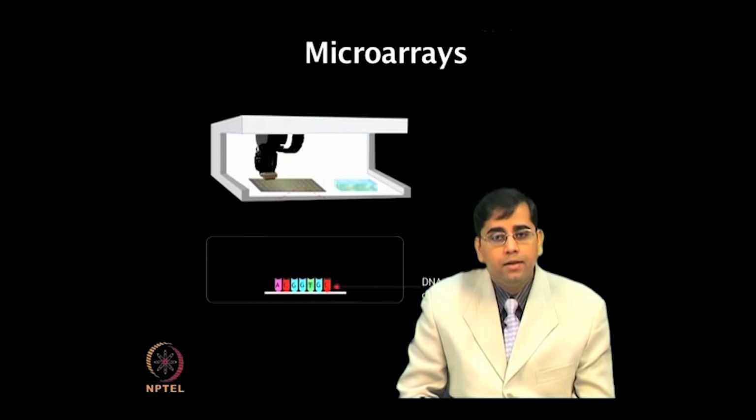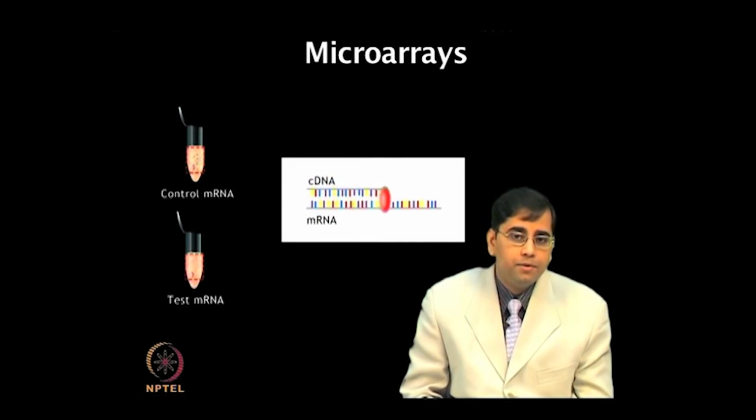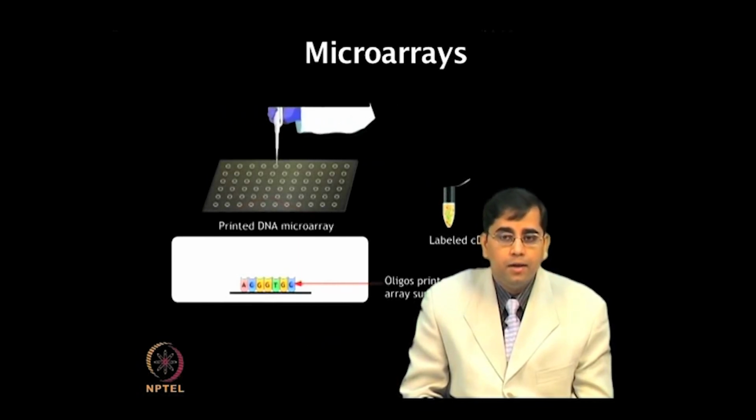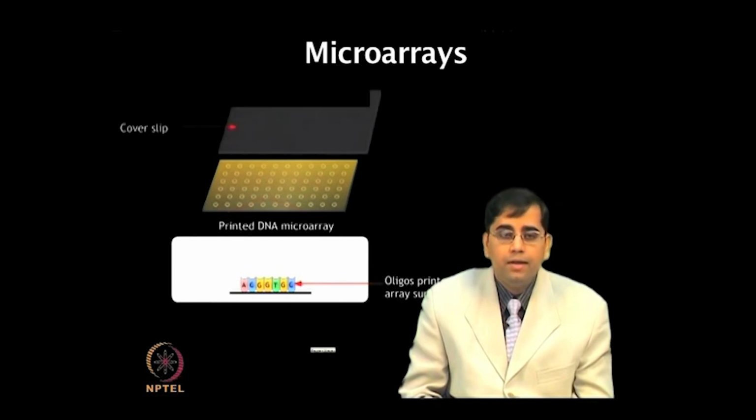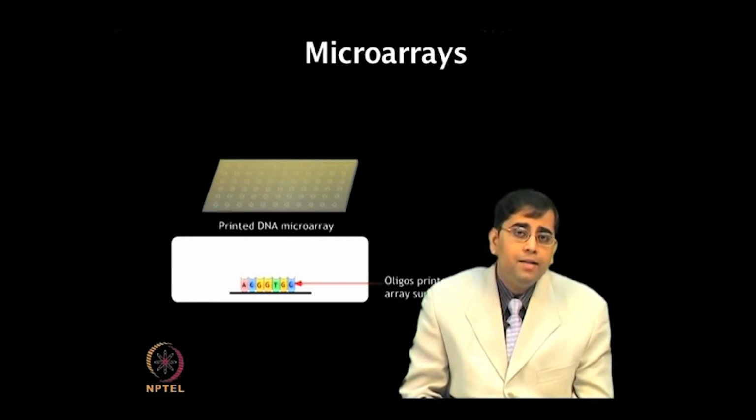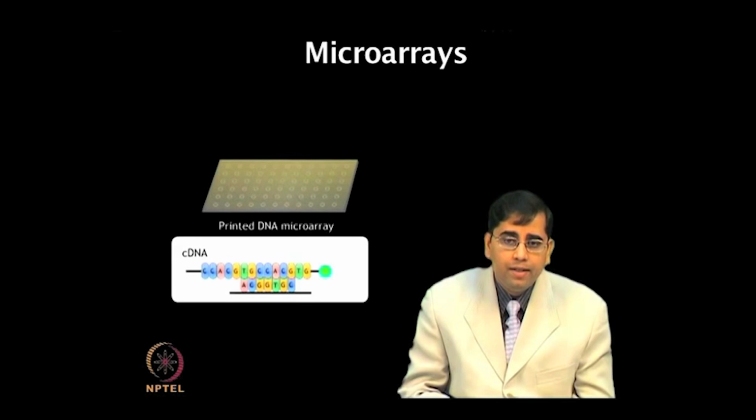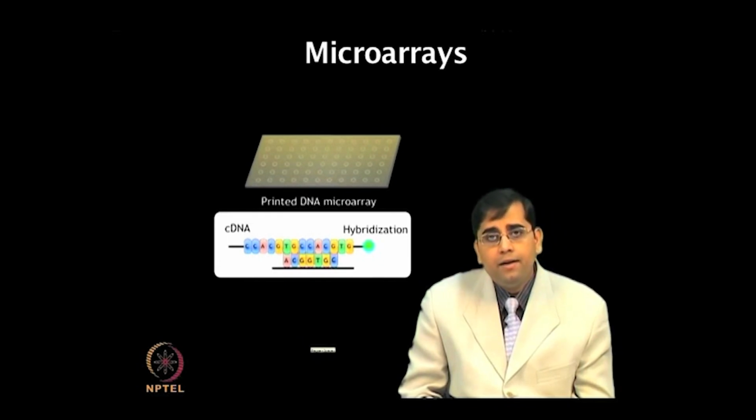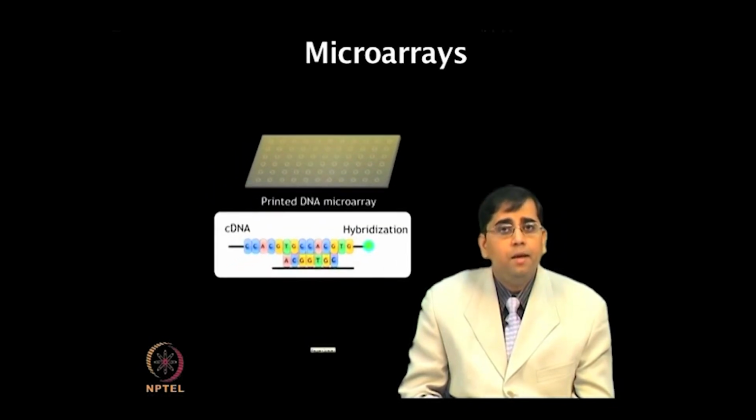In a microarray experiment, the mRNA from control and test samples are extracted and reverse transcribed into its corresponding cDNA. The cDNA samples are labeled with Cy5 and Cy3 dyes, and the mixed cDNA sample is incubated on a printed DNA microarray. This allows hybridization to occur between the probe oligonucleotide on the array surface and the labeled cDNA sample of interest. In this manner, the expression level of thousands of genes can be measured and analyzed simultaneously.